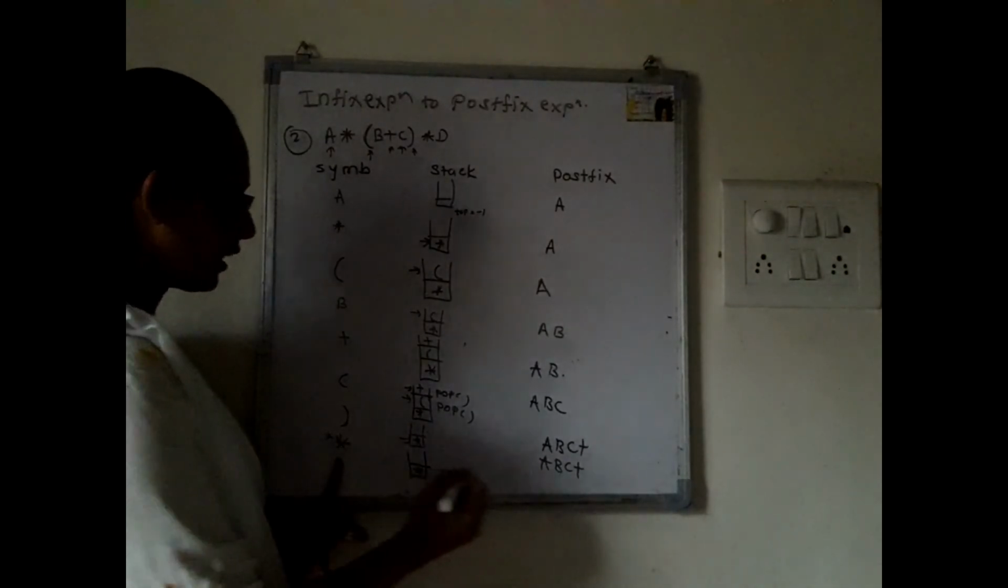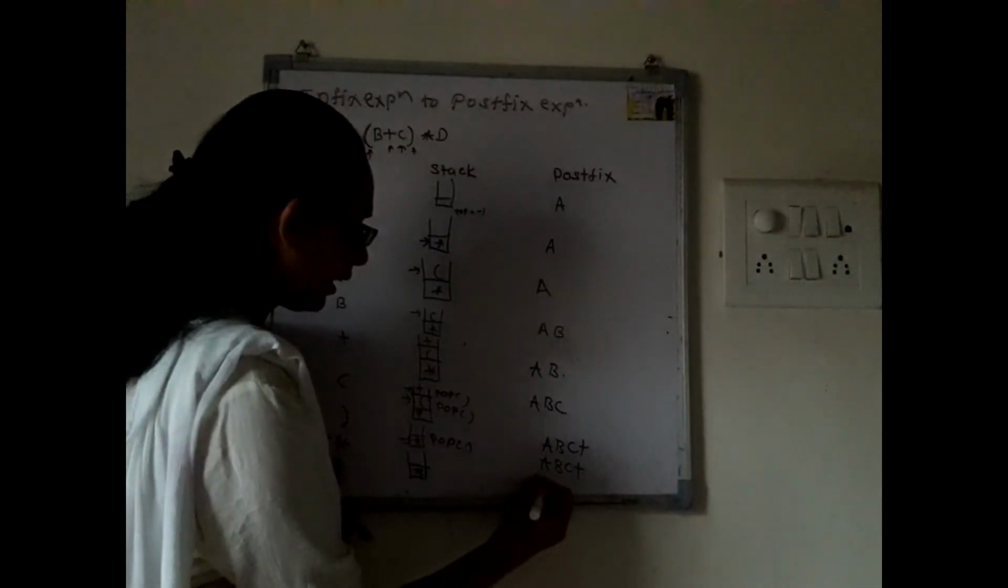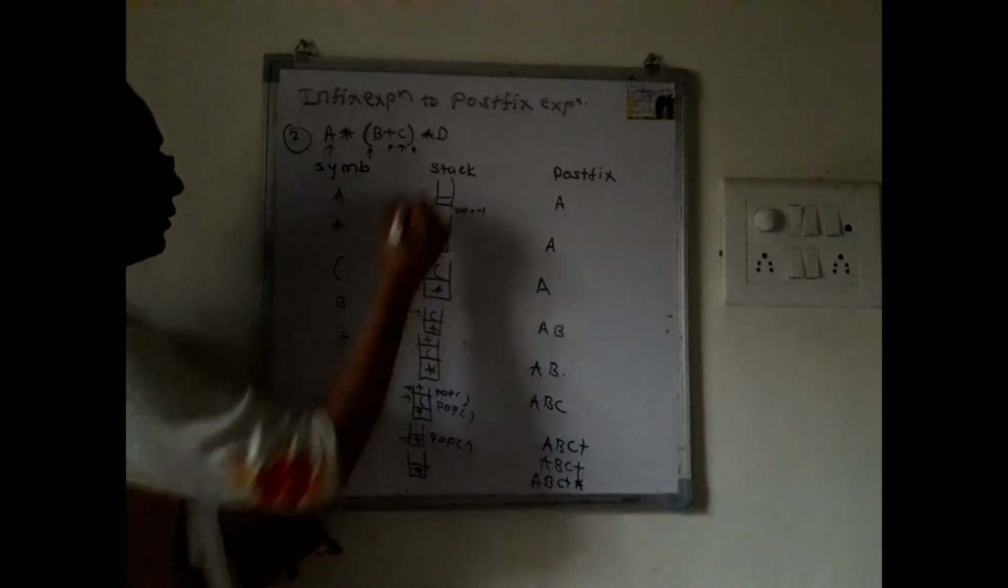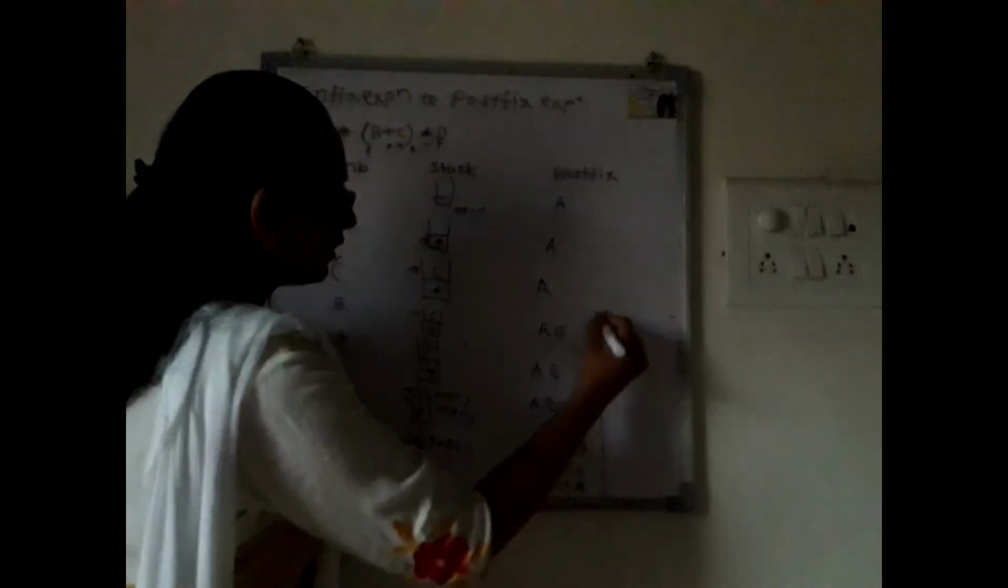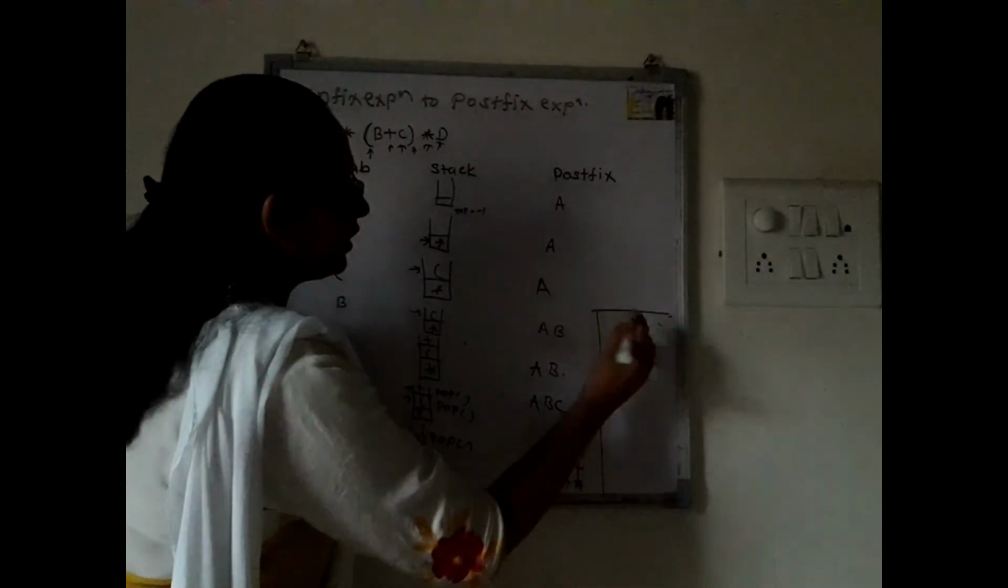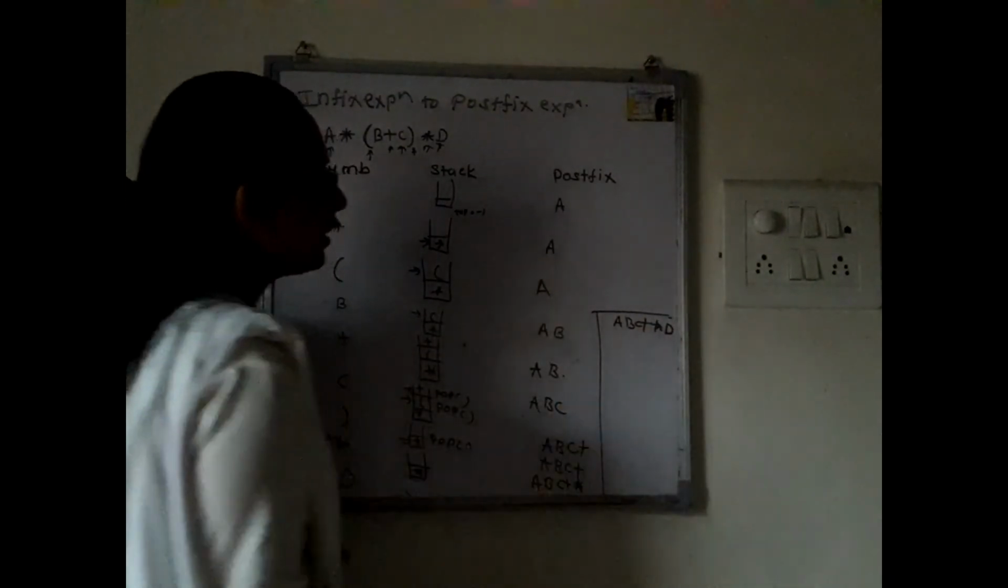So again in the stack there is multiplication, and this will get popped. A, B, C plus multiplication. Okay. Next symbol is what? D. So D is an operand, so I will write it here. Our postfix expression is ABC plus multiplication and D.